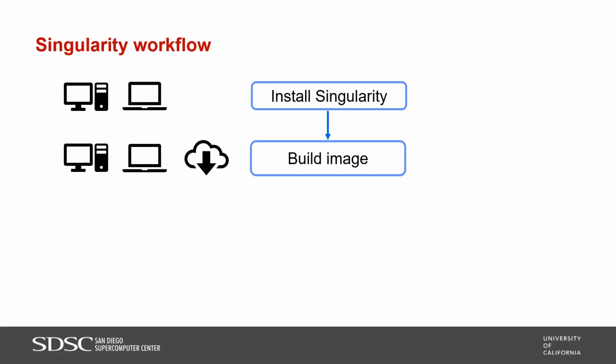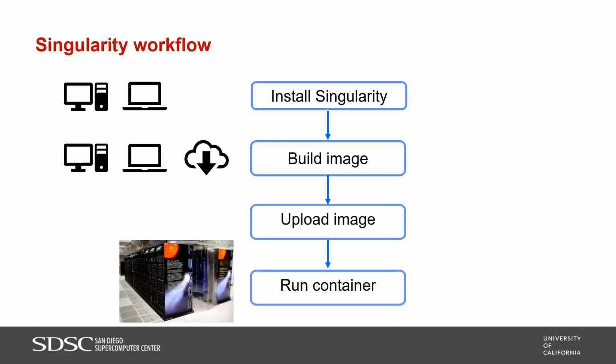Okay, so here is a simple workflow for how to build Singularity images. You just install it first on your PC, then you build the image on your PC or on the cloud, and then you upload your image to the supercomputer clusters and run it. So that's it, one, two, three, four, very simple and clear. It's nothing hard to understand, I think.